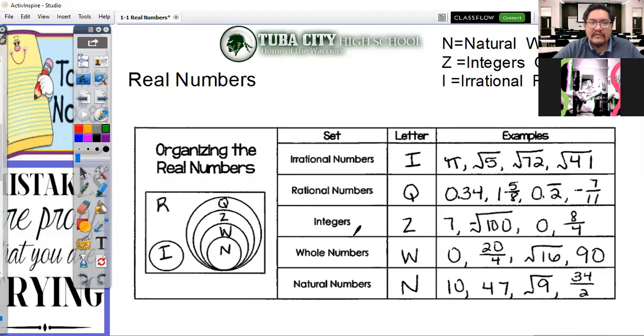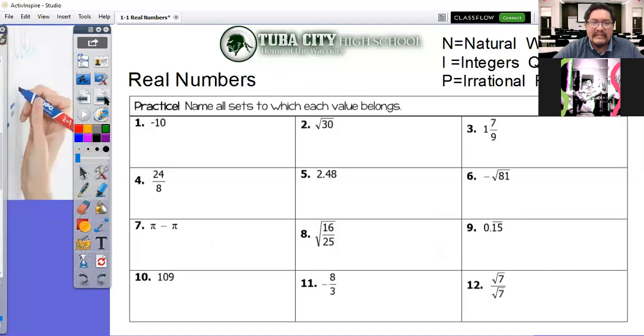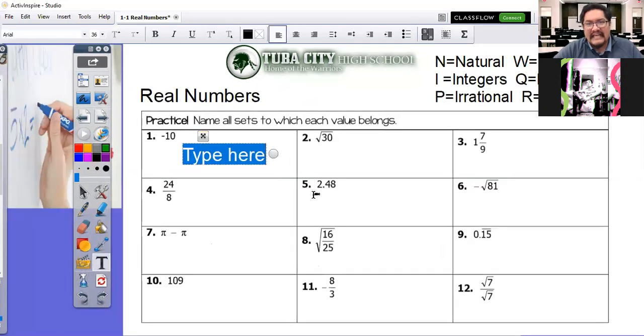So I'll give you a minute or two to copy this if you need to. All right, so let's go ahead and put these numbers into the sets to which they belong. So for instance, here I have -10. What set does negative 10 belong to? We have to think of the most specific example first. So in this case, it would be an integer.